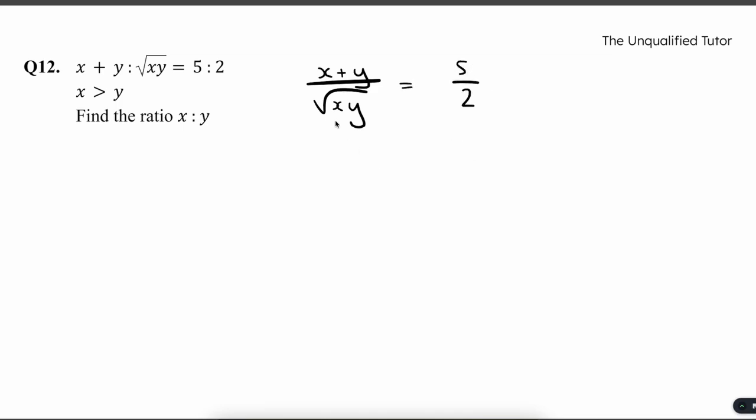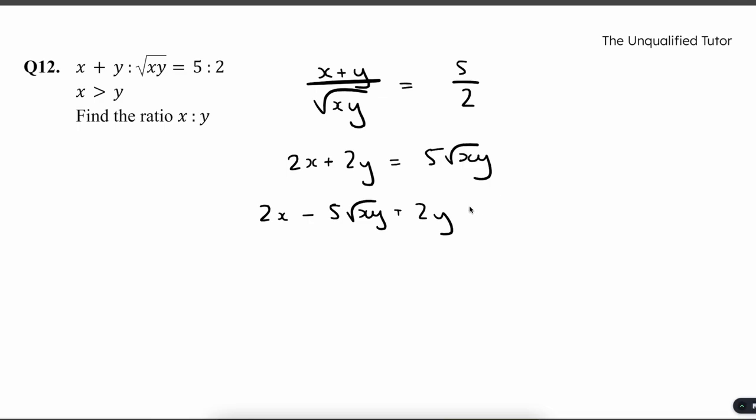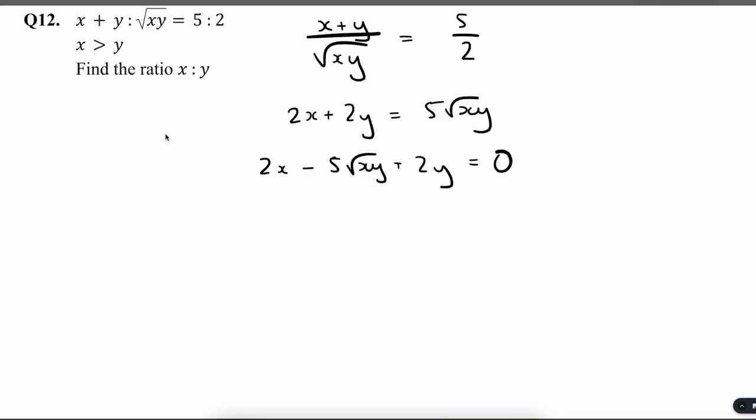Okay, and then we can multiply by 2 root xy, so we get 2x plus 2y equals 5, so sorry, 5 root xy. That's correct. So we've got 2x minus 5 root xy plus 2y equals 0. We need to find the ratio x to y, so it would help us to know x in terms of y.